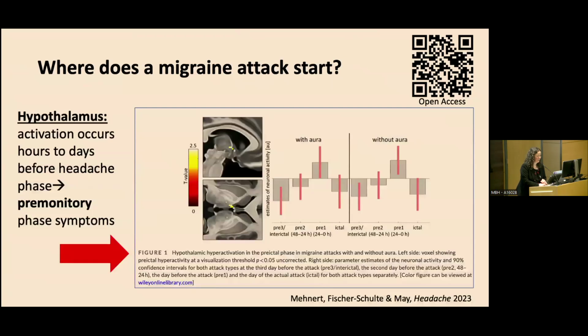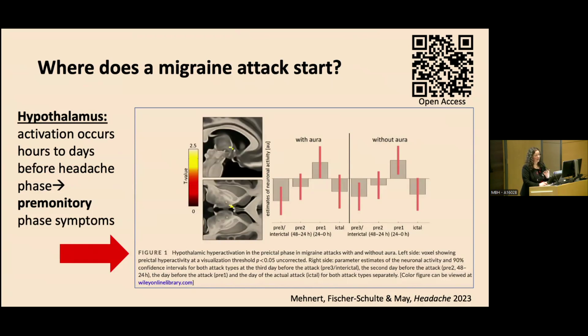And this is another beautiful N of one study where some patient in Germany was willing to be scanned in an MRI scanner every single day for a month around 11 a.m. and to keep a prospective headache diary where they could keep track of their migraine attacks. And they had attacks that happened with aura and attacks that happened without aura. And what was found is what we know from other studies as well, that preceding the migraine attack by sometimes even 2 days, 48 hours, are changes in the hypothalamus.